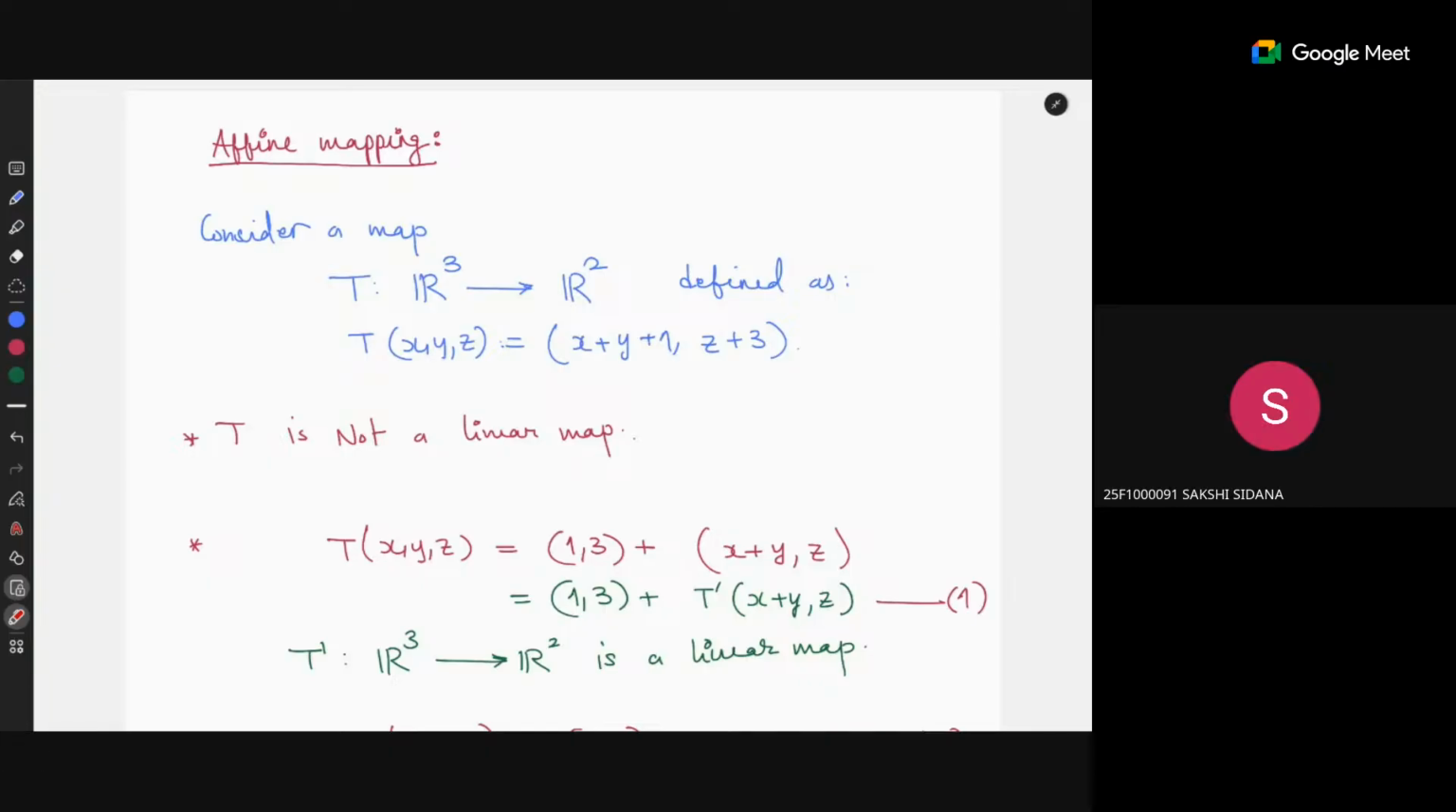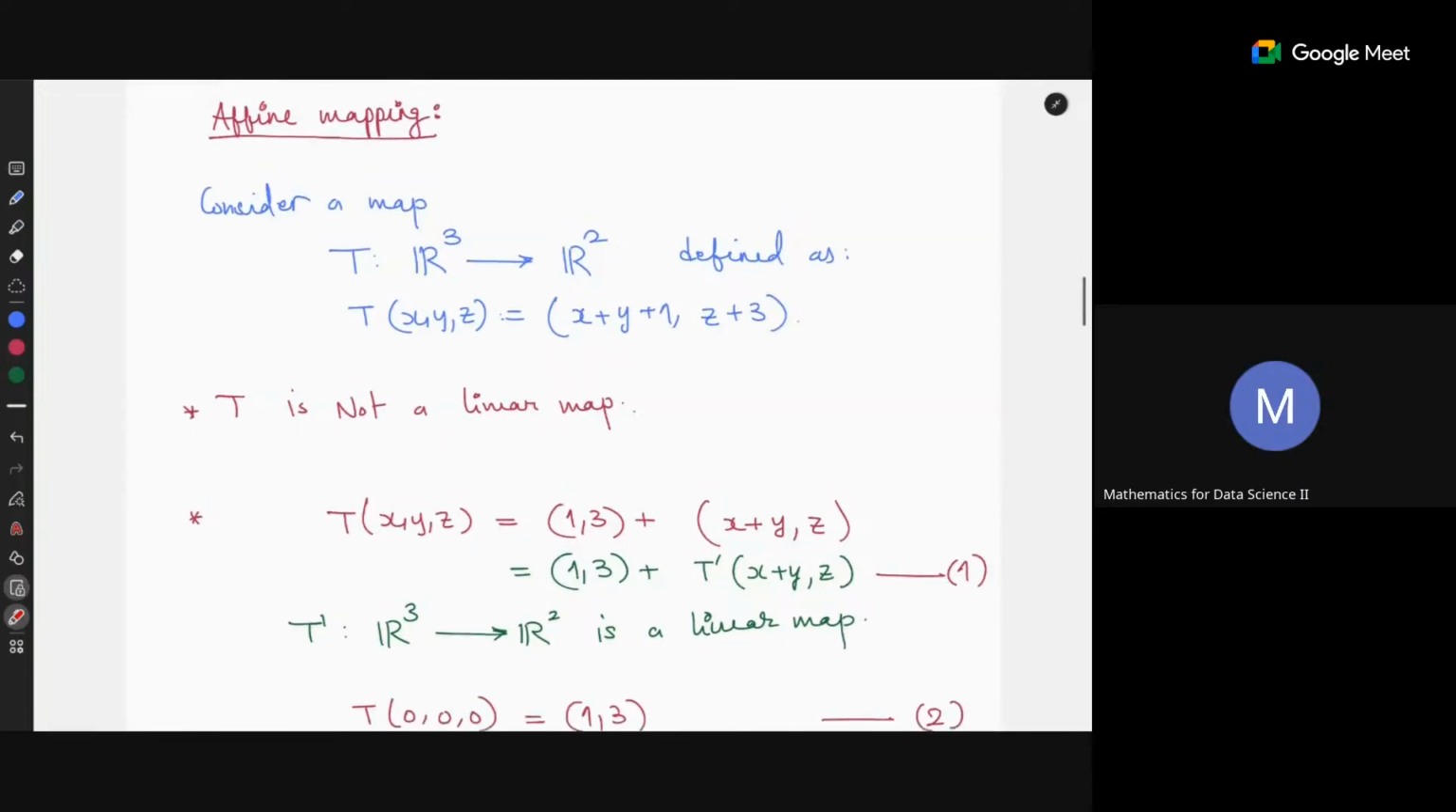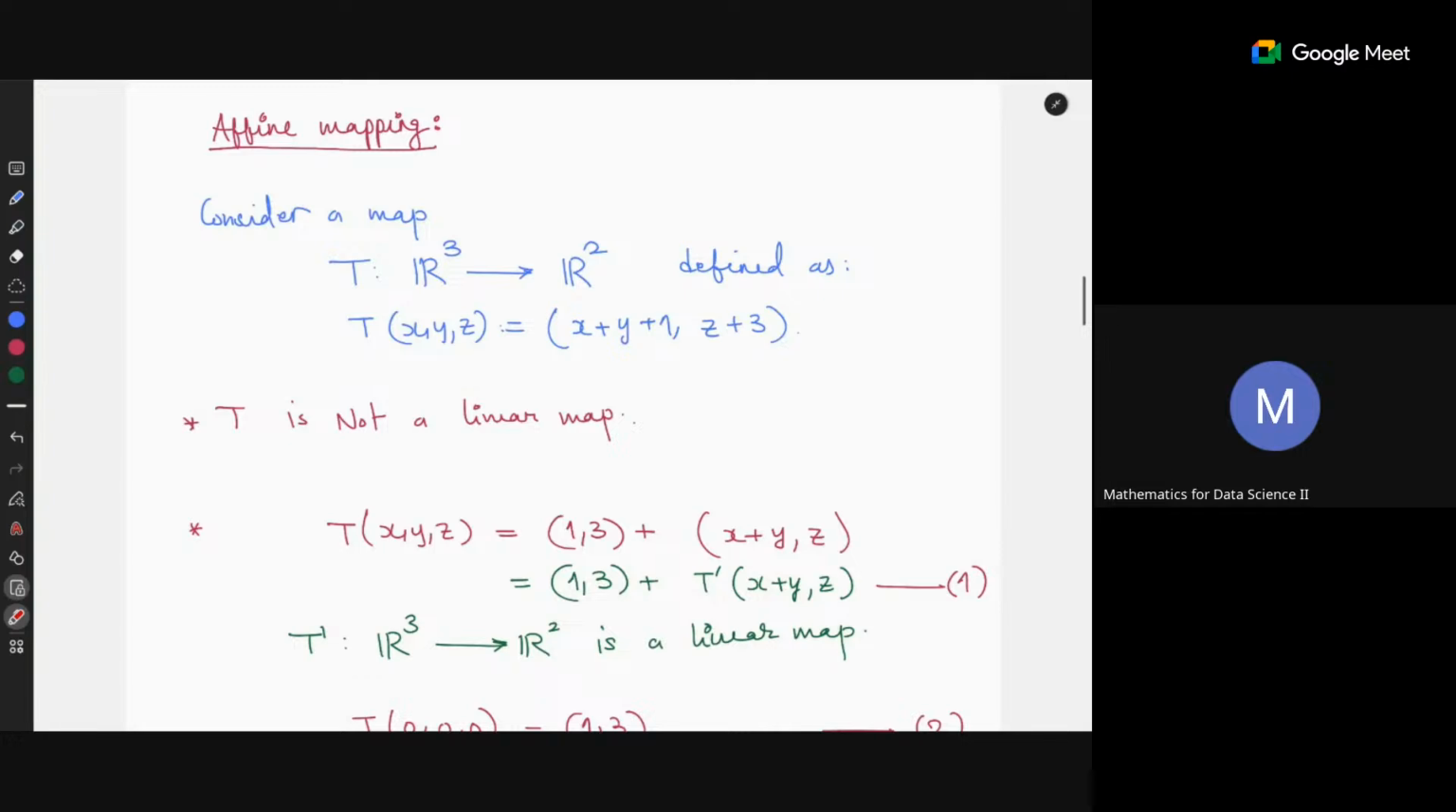Because on putting 0, it is not (0, 0). We are getting (1, 3). Yes. So it is not a linear map. Okay. A linear map takes the 0 vector to the 0 vector. So it's not a linear map. But what kind of map is that? It looks like linear. So if somehow we can get rid of this vector, then it looks like a linear map, right? If I can get rid of the constant vector, then it looks like a linear map, right?